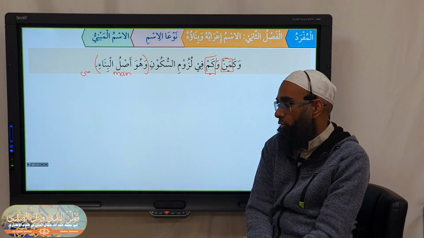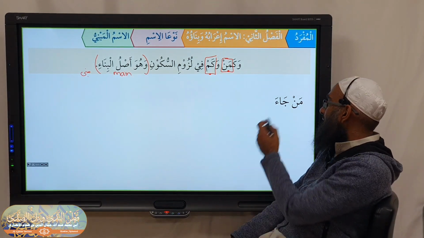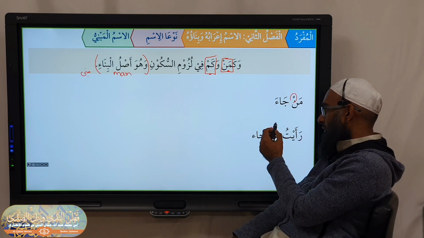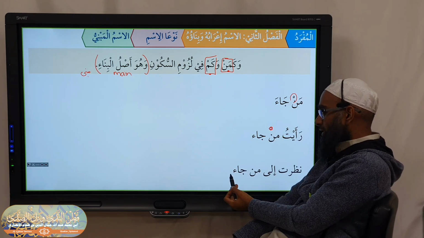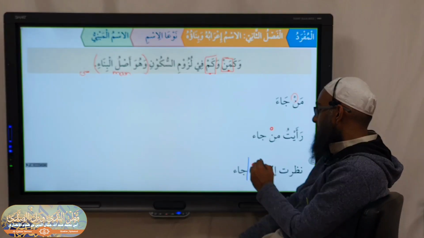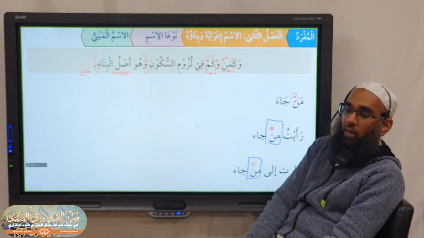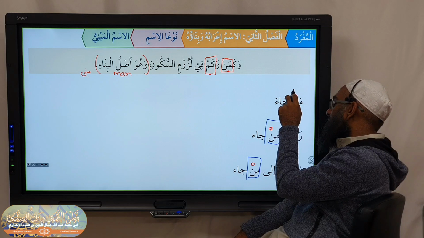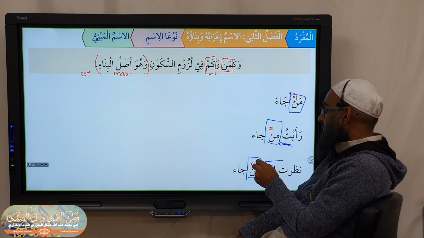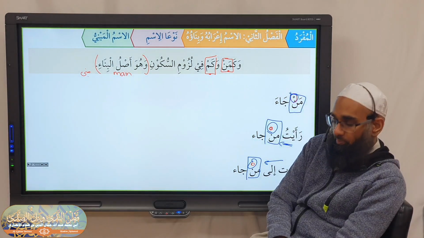Do you understand? So for example, if you say man ja'a, man is mubtada, it's marfu, so it still has sukoon on it. Ra'aytu man ja'a, I saw the one who came, it's mansoob, still has sukoon on it. Nadartu ila man ja'a, it's majroor, but it still has sukoon. So the word man in all three examples remains the same. ما لا يتغير أواخره بسبب العوامل الداخلة عليها. So despite the amil coming before it, it still remains in one state. يلزم طريقة واحدة. Does everybody understand?